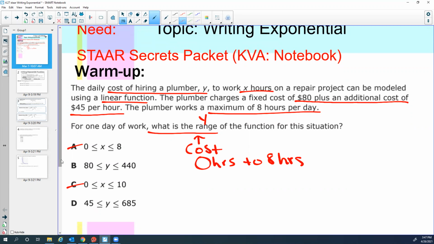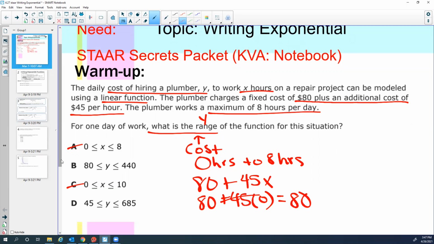Well, they said the plumber charges a fixed cost of $80. So at the very beginning, they're charging $80 and they're adding another cost of $45 per hour. In the first case, they don't charge anything extra for 0 hours: 80 plus 45 times 0 is just 80. So that tells me the first number in my answer is 80, which tells me answer choice B is correct.